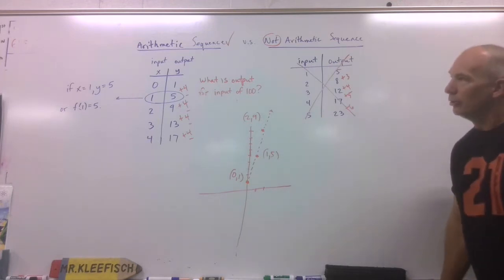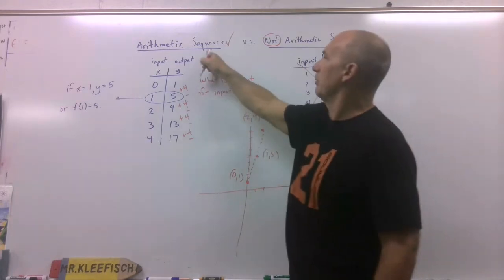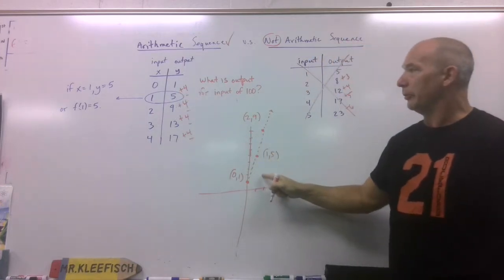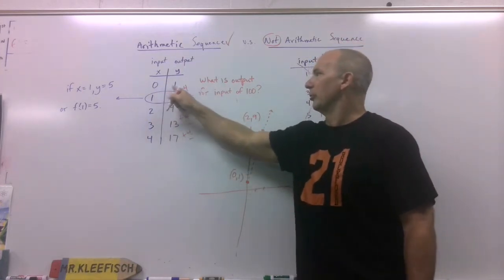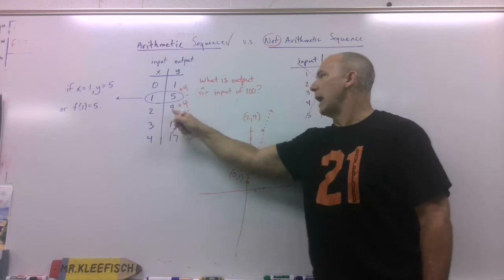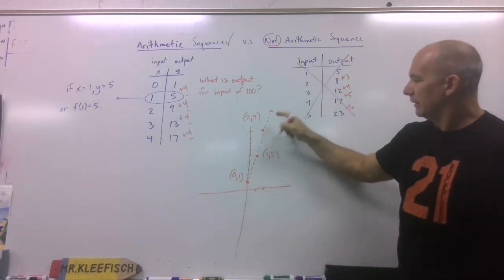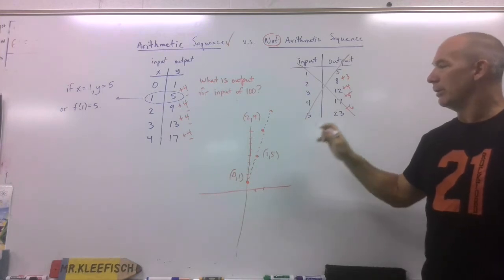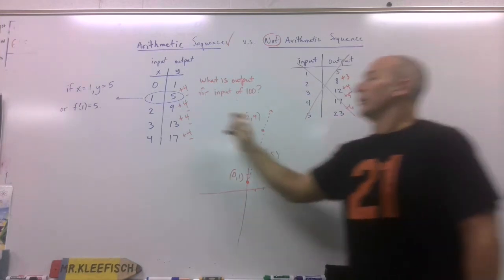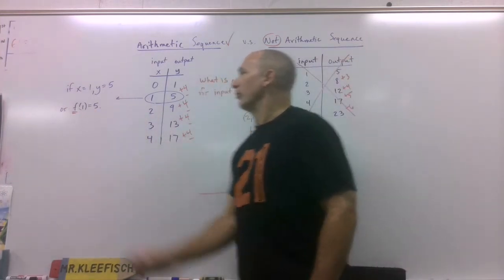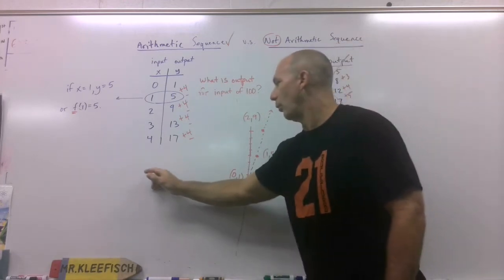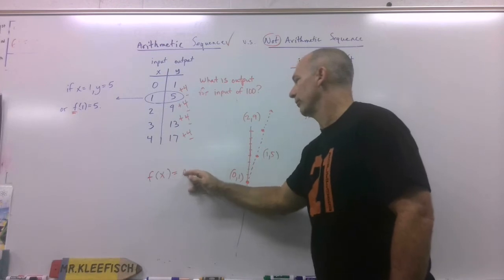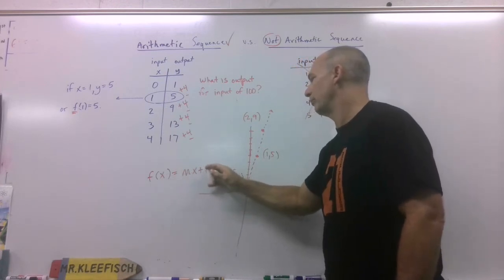Now, when you say yes, it's an arithmetic sequence, that means, now I've already jumped ahead a little bit, I've plotted (0, 1), (1, 5), (2, 9). And as you can see, it forms a line. You know what that means? It's a linear relationship. This f is going to be a y, or f of x equals mx plus b.